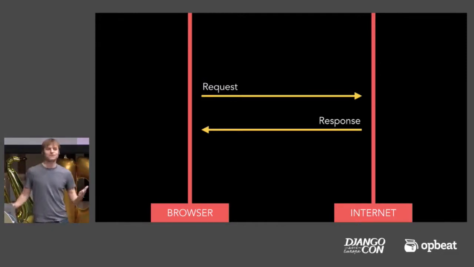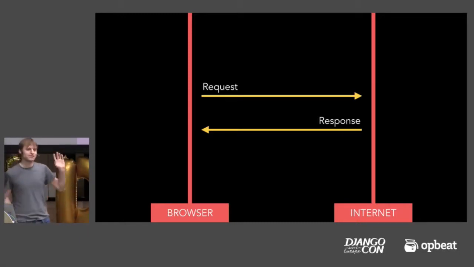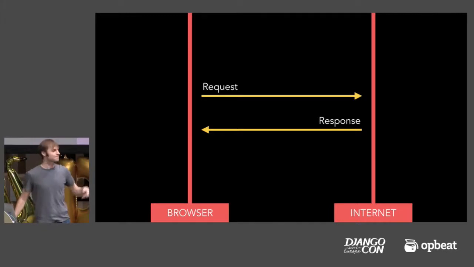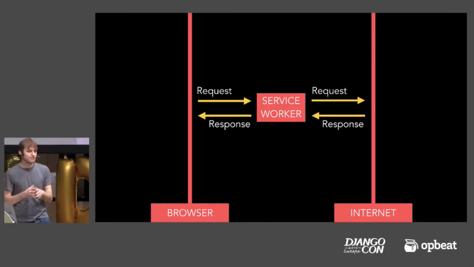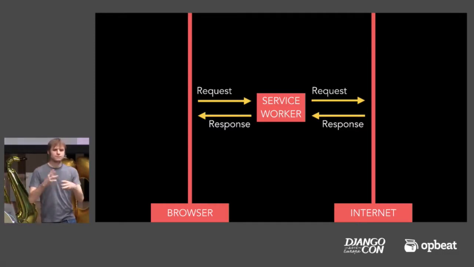This is how we're accustomed to websites working. You've got a request, and you send it to the internet, to Django, and it returns a response. With a service worker, it works a little bit differently. Your browser makes a request, but it gets intercepted by this thing called a service worker first. And the service worker can choose to forward that request to the internet. It can massage the request. It can get the response back and massage that, or not. Or it can just create a response dynamically and then send it back to the browser.